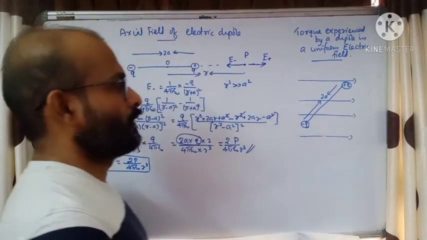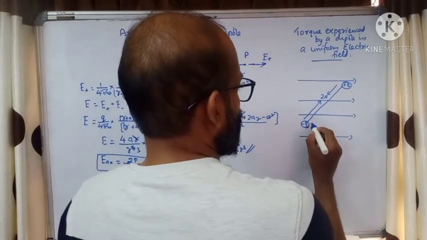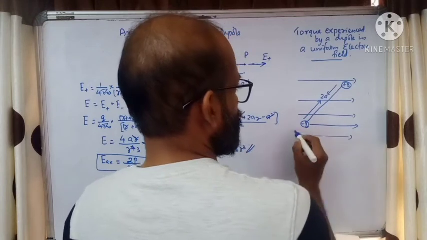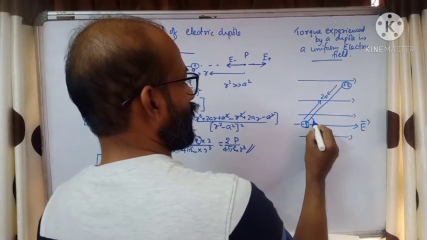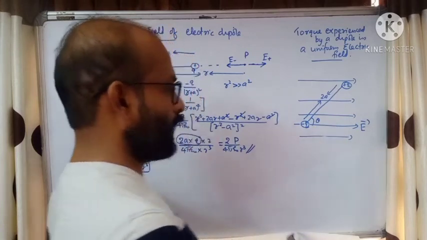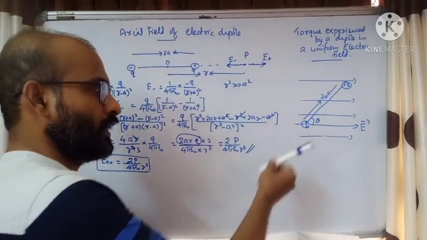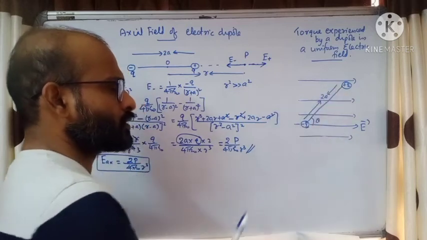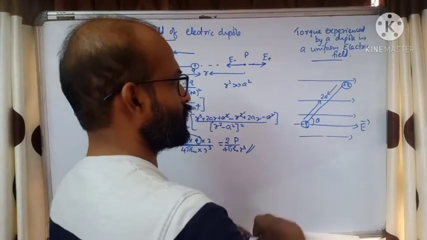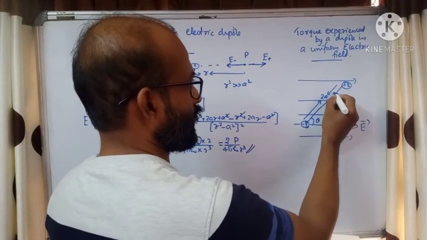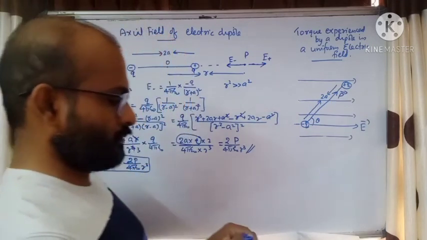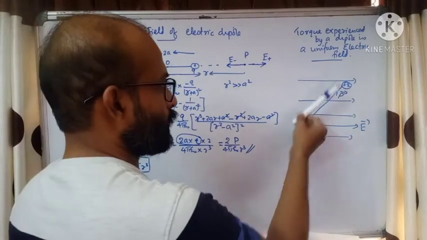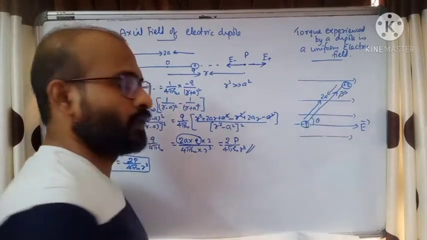Now this is the direction of electric intensity. Let the dipole make an angle theta. Theta is the angle made between the electric field vector and the dipole moment. What is the direction of dipole moment? It is from negative to positive charge. I can mark this direction as the dipole moment direction. See, the dipole moment is making an angle theta with the electric field.